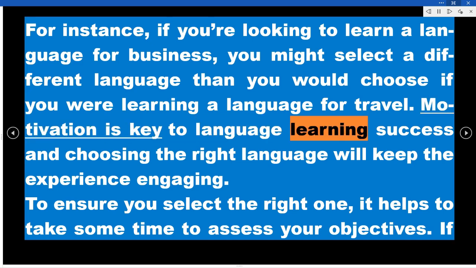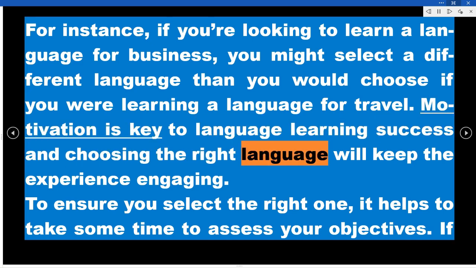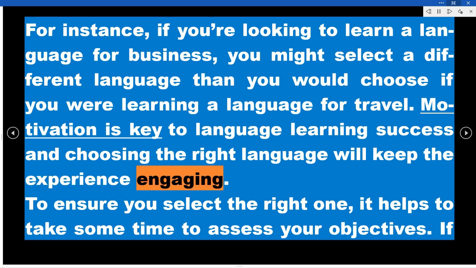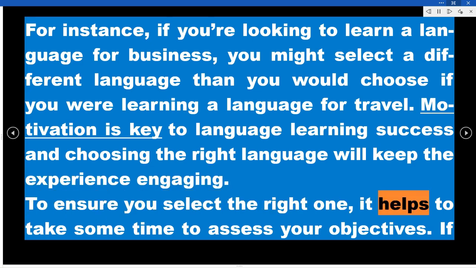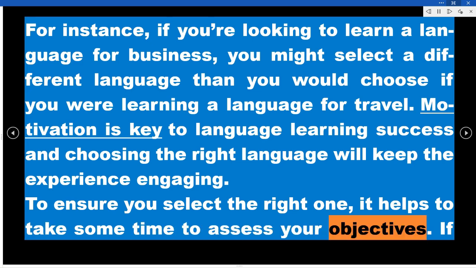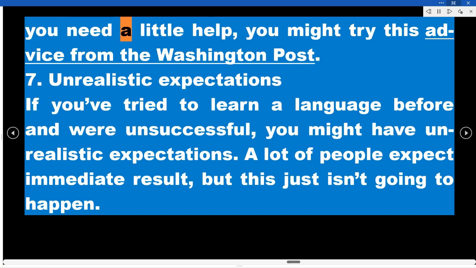Motivation is key to language learning success, and choosing the right language will keep the experience engaging. To ensure you select the right one, it helps to take some time to assess your objectives. If you need a little help, you might try this advice from the Washington Post.